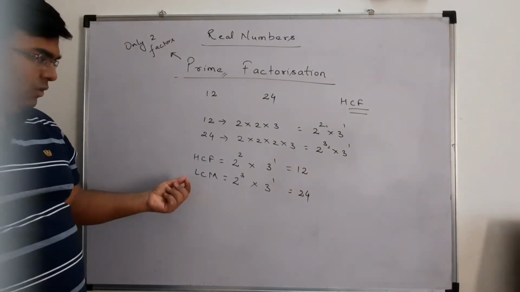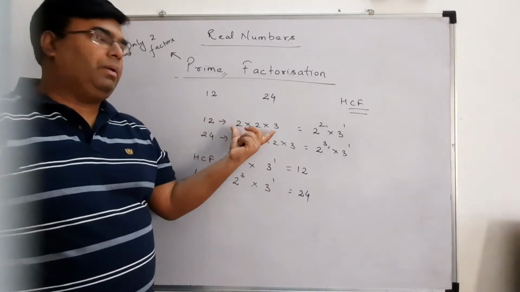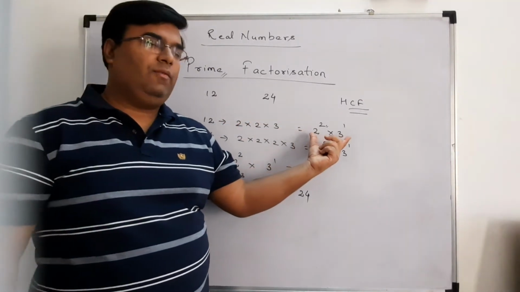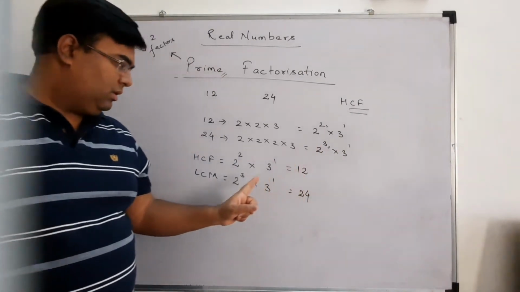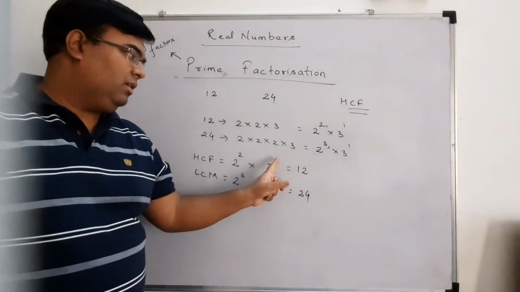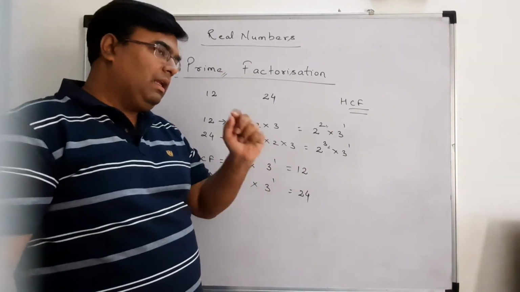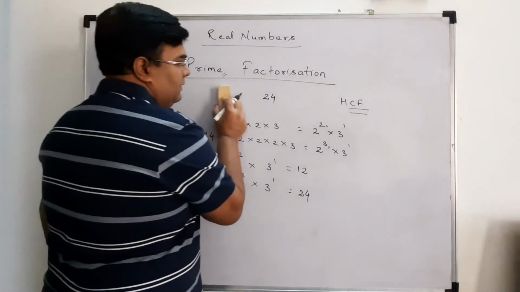Correct? Understood the method? What we have done? First step, we need to find the prime factors of all the numbers. Then you write it in the form of powers, and then write all the numbers in HCF and LCM. And in HCF you can write the smallest powers, and LCM highest powers. Okay, I'll give you another example which will be different from these.